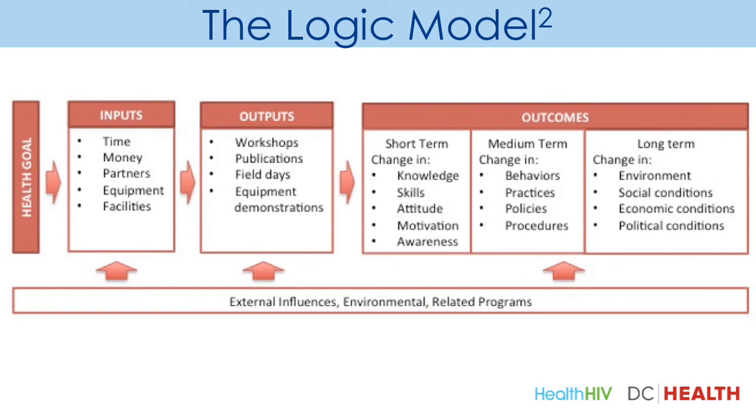So on this slide, we have an example of what a typical logic model might look like. You can note the boxes for inputs, outputs, and outcomes. And there's also a space for external influences and environmental or related programs. Now, note that you can illustrate your logic model in a variety of ways. This is just one example. There are numerous examples of effective ways to illustrate your project's progress. This is just one example of how you can illustrate the relationship between inputs or resources, project activities, outputs, and expected outcomes or effects.